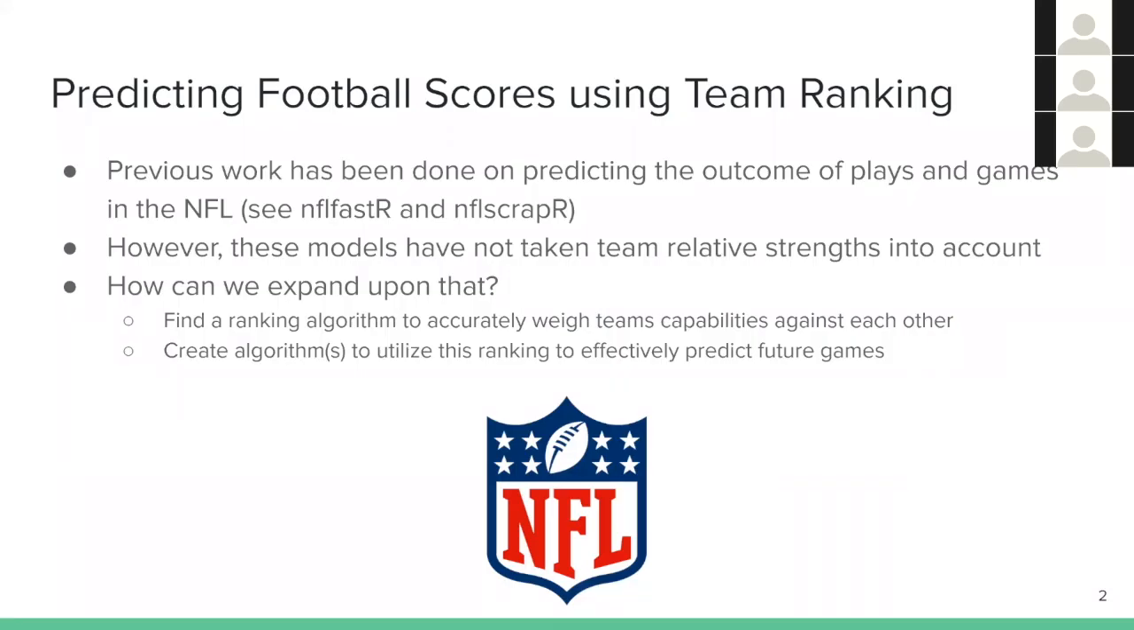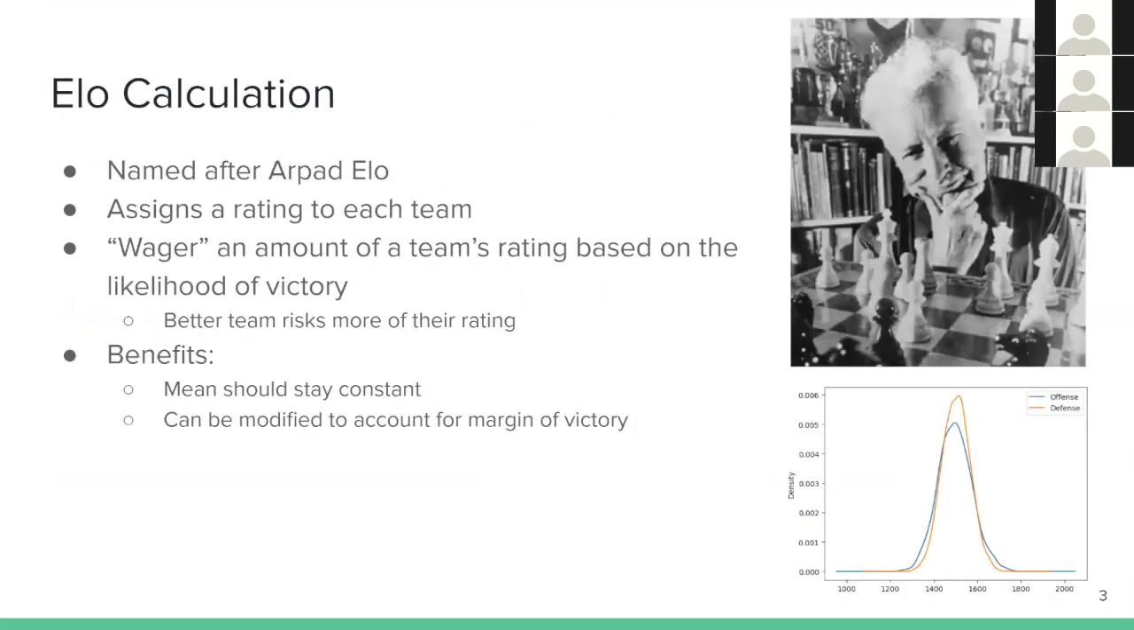The goal of our project was to be able to predict football scores using team rankings. Previous work has already been done on this by a few other outlets. However, most of these models have not taken relative team strength into account, so we decided to attempt to expand on that. The team ranking that we chose is called an ELO rating, which is named after Arpad Elo.